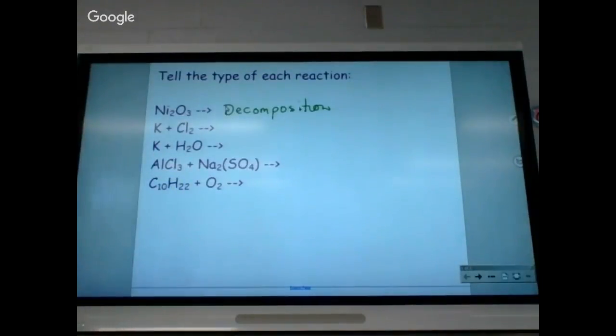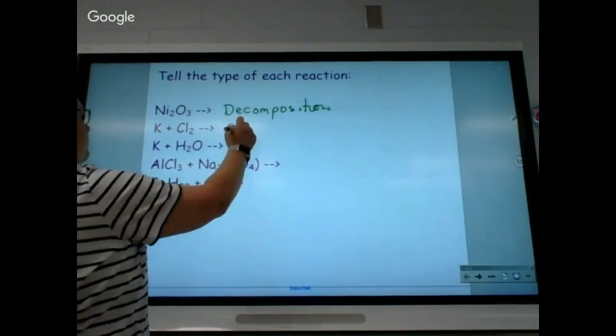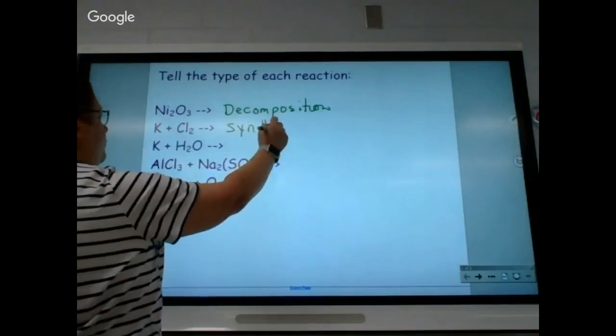Okay? What would you tell me about number 2? All right, I hear synthesis and I hear single. One of the 2 is correct. Okay, to be single, you need what 2 things? Element and a compound. Do you have both? No, you don't have an element and a compound. You have 2 what? So if you have 2 elements by themselves, it has to be what? It's got to be synthesis.